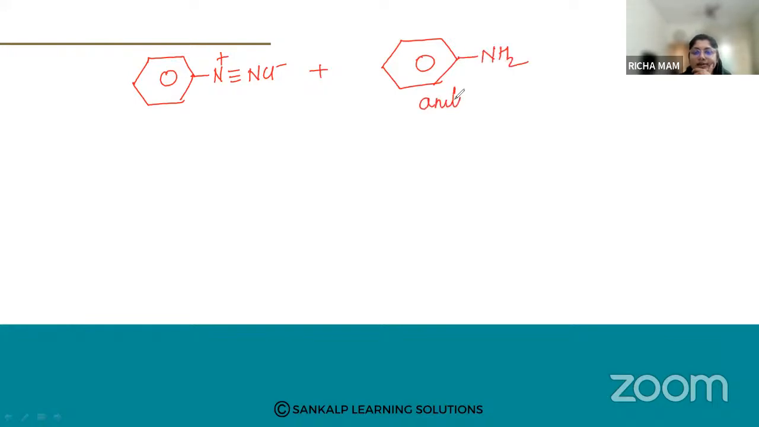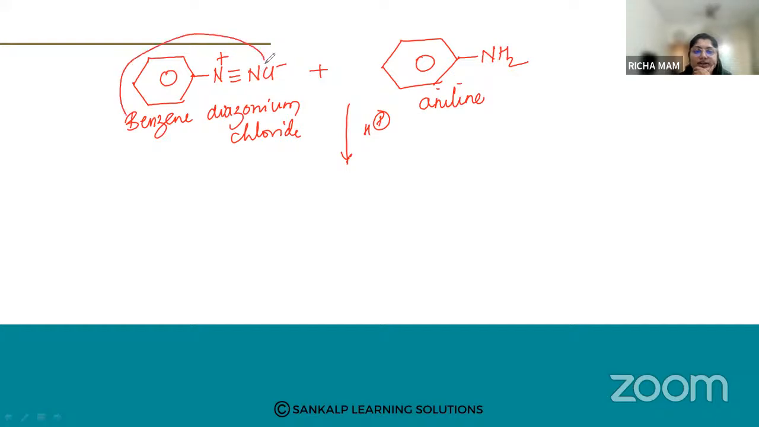So again, I'll write benzene diazonium chloride, N plus Cl minus, plus aniline, which is NH2. So this is aniline, this is benzene diazonium chloride. So H plus. What am I going to get? This is the electrophilic group here. So this will go and attach there.